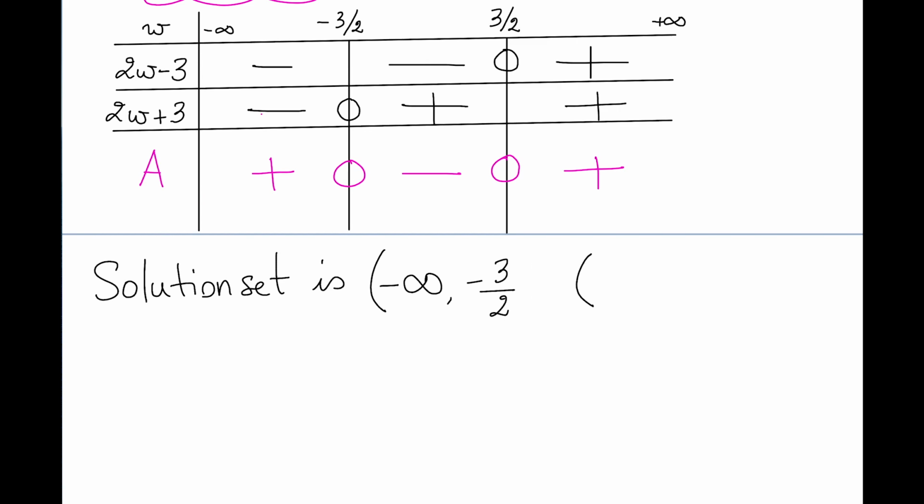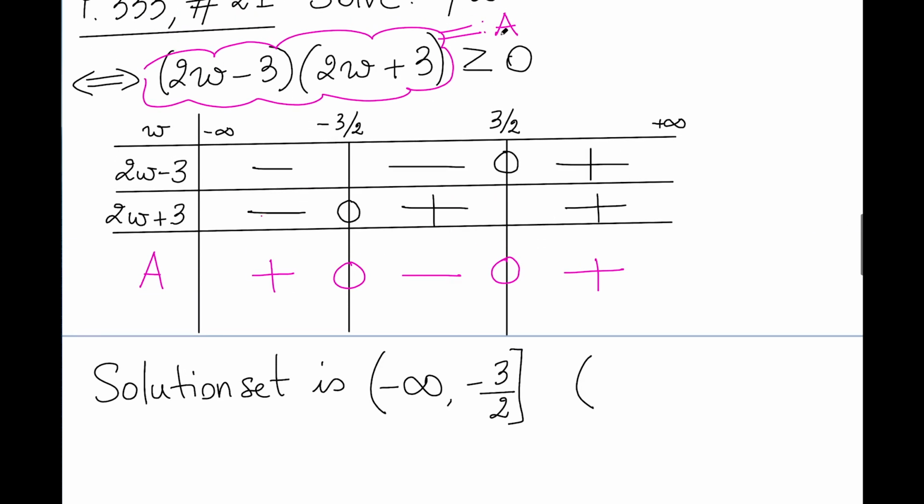I made a mistake, I should include minus 3 over 2, because at this point the product is 0 and I am allowing the product to be 0, because the question is I want to solve when the product is 0 or more. So minus 3 over 2 is going to be included, and then any number from 3 over 2 onward is going to also make the product 0 or more.